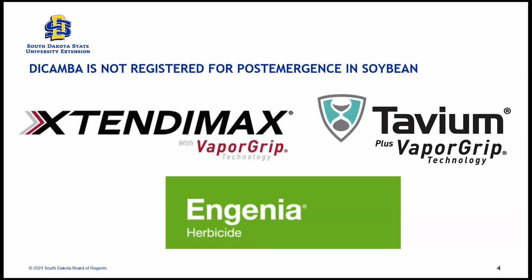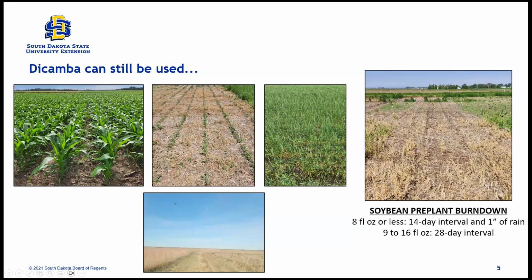We do have other herbicides. Although there's not going to be any applications for over-the-top in soybean, we can still use dicamba. Now, the Extendimax, the Engenia, the Tavium, those are not registered, but we can still use dicamba in corn, sorghum, wheat, pasture and range. We can still use it in soybean, but not over the top.